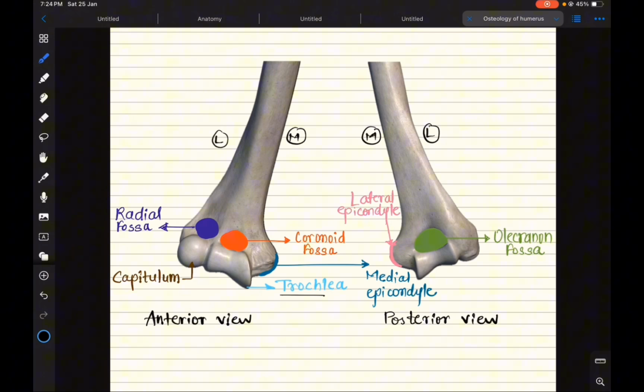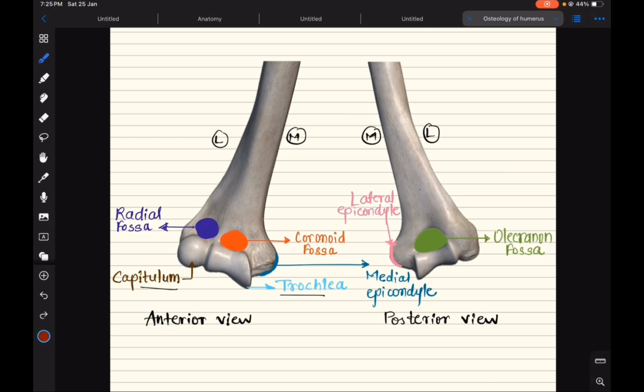Trochlea is a pulley-like process covering the anterior, inferior, and posterior parts of the medial articular part of the lower end. This part articulates with the trochlear notch of the ulna. Then comes the capitulum. The capitulum is a small ball-like process lying lateral to the trochlea. This part articulates with the upper surface of the head of the radius.